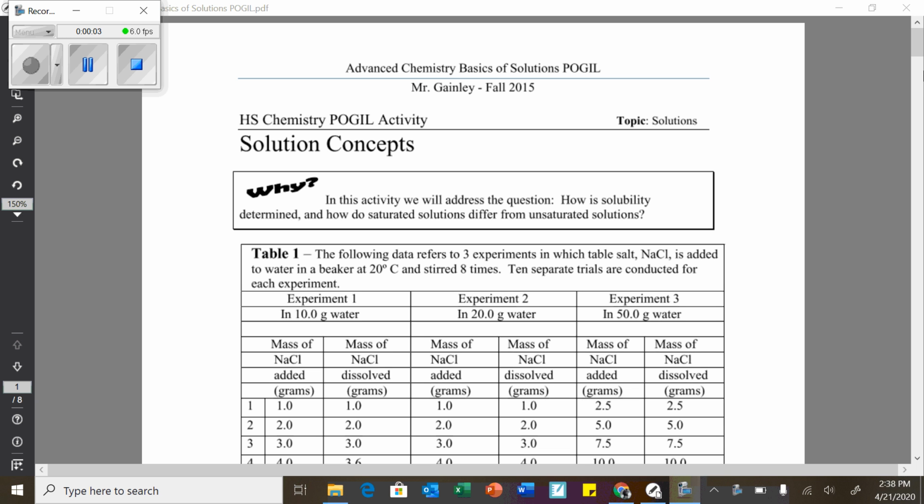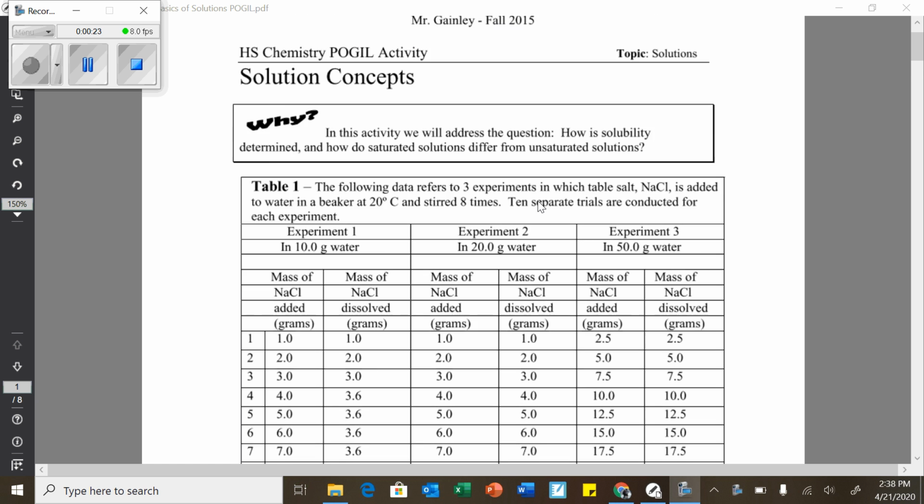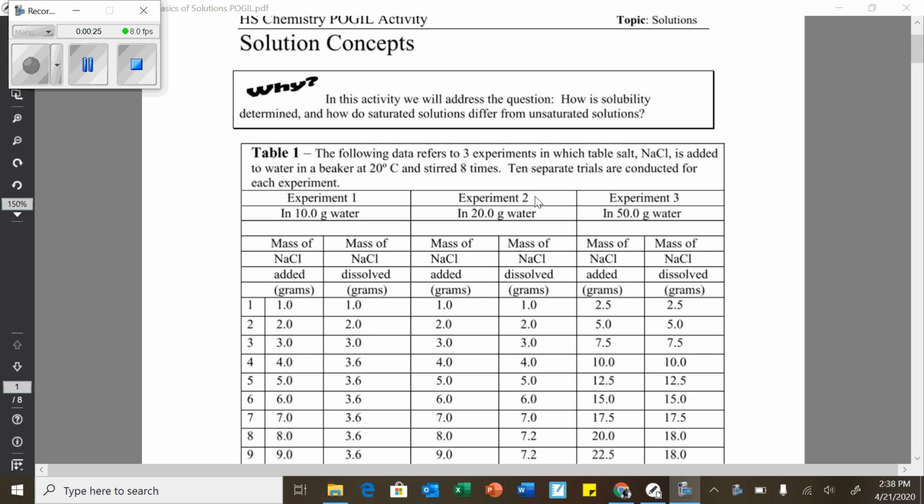So in this first piece of this POGIL activity, you guys are going to need to print out a copy of this basics of solutions POGIL. It's one that I use for both advanced chem and AP Chem, so it says up here advanced chemistry basics. But I think at least the majority of this POGIL is really nice for regular chemistry also. So we're just going to go ahead and use it.